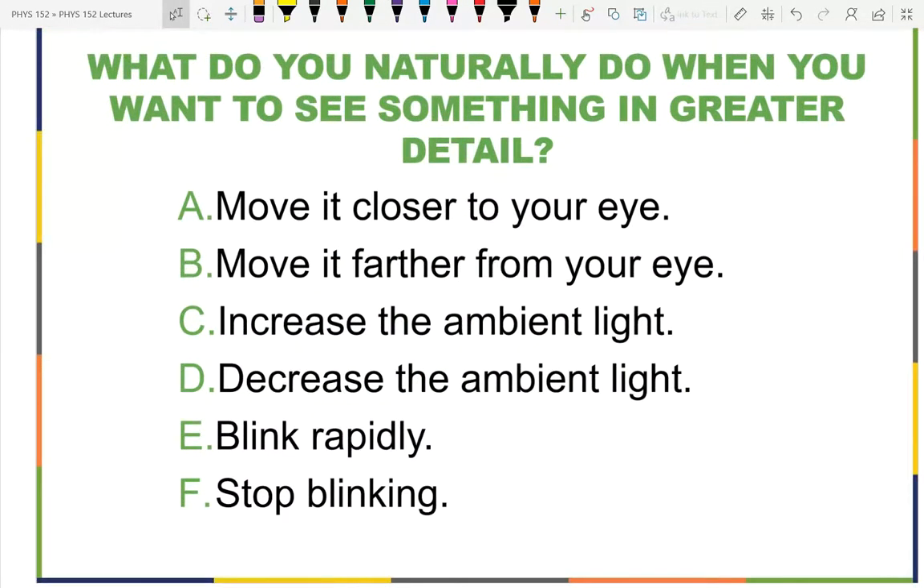This is a question I've already answered, just to make sure that you're with me. Make sure you're paying a modicum of attention. What do you naturally do when you want to see something in greater detail? This is something you could have answered without us discussing it at all, because it's what you naturally do. Not, oh, I learned something new. And because it took me a while to get this available for answers, I'll tell you people who have an answer so you can be aware.